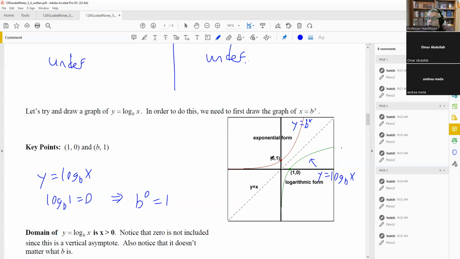Now, here are some key points on that log graph. We have (1, 0), and we also have the point (b, 1). I have to move that down. So right here, that would be (b, 1). These are the two key points, and the reason I mention them is because later on we're going to be graphing these, so we have to know what they are: (1, 0), and then the base with a 1.